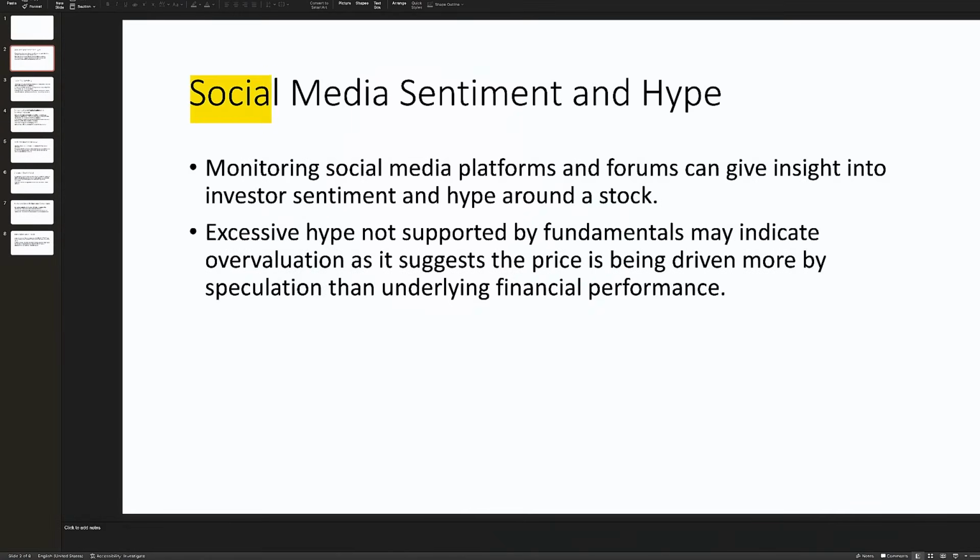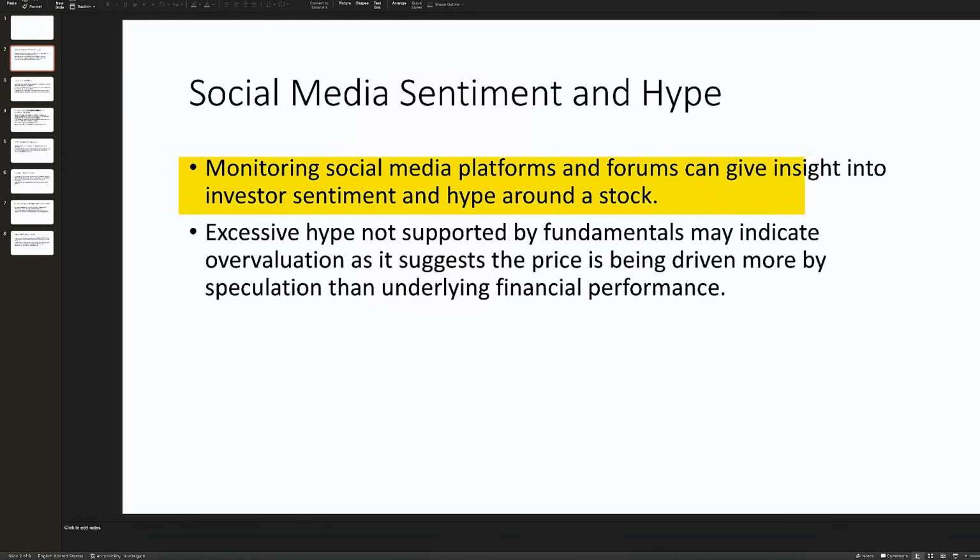But I want to look at other things as well. The things that are not going to necessarily show up on the balance sheets, on PE ratios, so that we can get a very balanced view of what's going on. So let me get into it. Here's the first thing. Social media sentiment and hype.